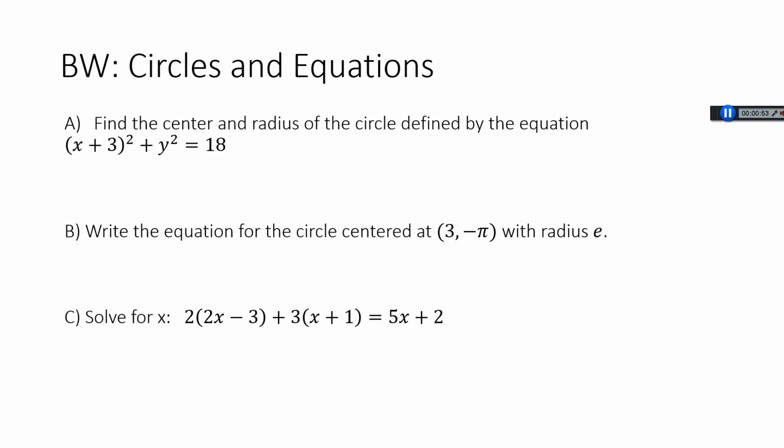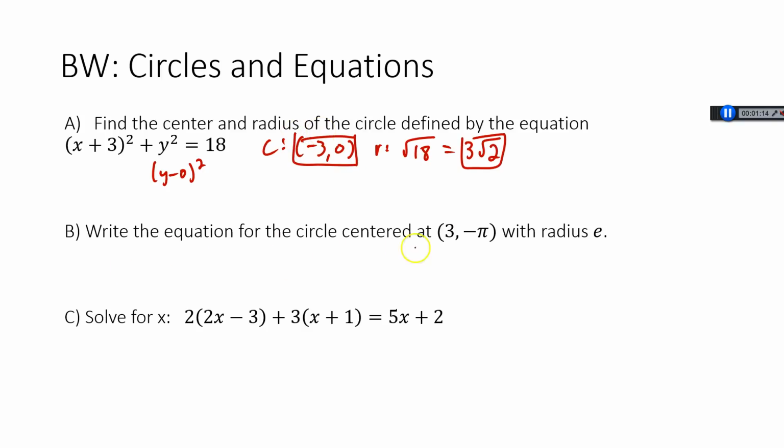All right, welcome back. So for the first one, we're looking for the center here. Remember, this is really y minus 0 squared. So our center is at negative 3, 0. Remember, this is x minus h. And our radius is the square root of 18. We can simplify that because that's 9 times 2. So that's 3 times the square root of 2. So we have our center and our radius.